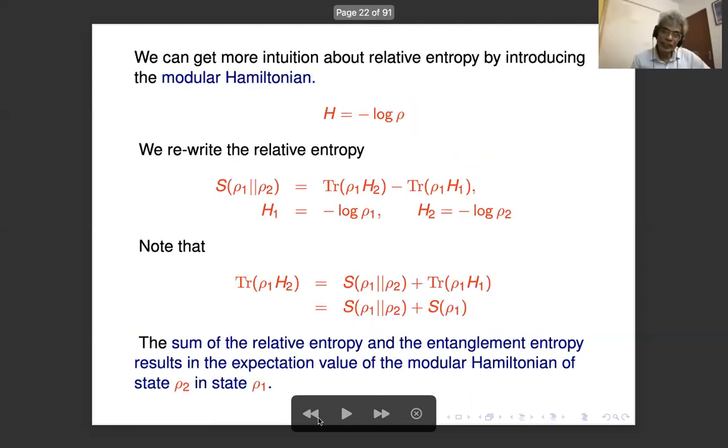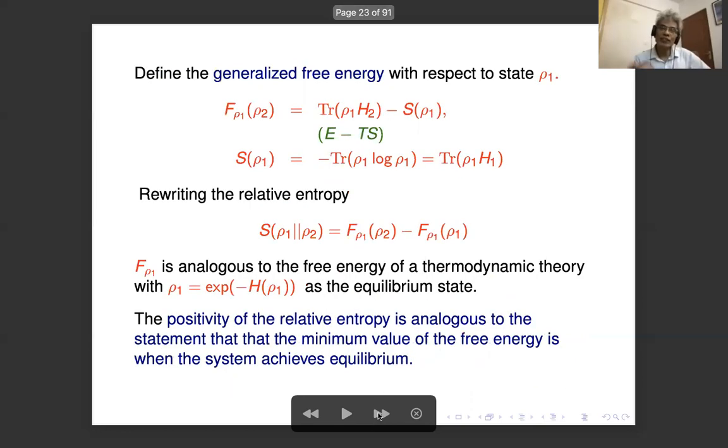Now actually this is the more physical intuition of this relative entropy, once you write it like that. It has a meaning in terms of free energy. Let's see that again, okay? So let's define this quantity first, F rho 1, rho 2, which is like the free energy. I just want to define something which is very close to the free energy. This is basically the expectation value of this Hamiltonian H2 associated with rho 2 in the rho 1 density matrix, minus S of rho 1 itself. So this is the free energy of rho 2 with respect to a state rho 1.